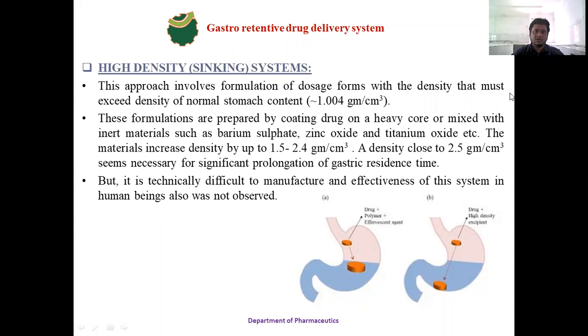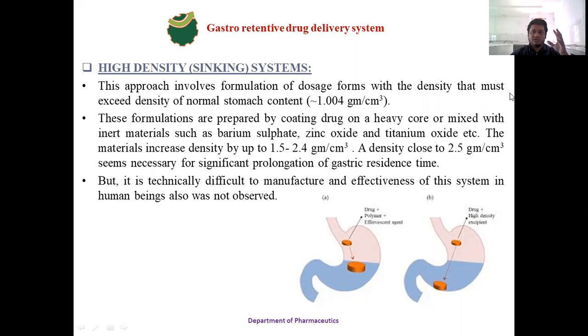In the last session, we started one topic, that is, various approaches of gastroretentive drug delivery system. We discussed one approach, that is the floating type gastroretentive drug delivery system. In the floating type, the dosage form or the system will float on the stomach, or you can say it will float on the GI fluid. The density of the system or the dosage form should be less than the gastric fluid.